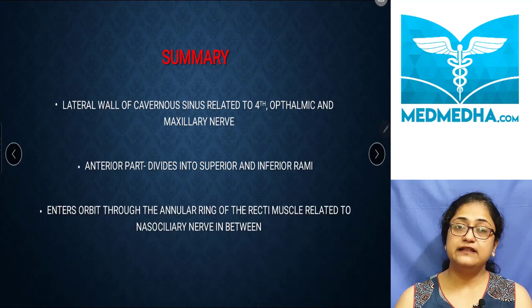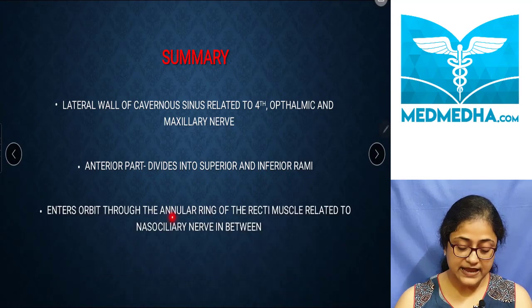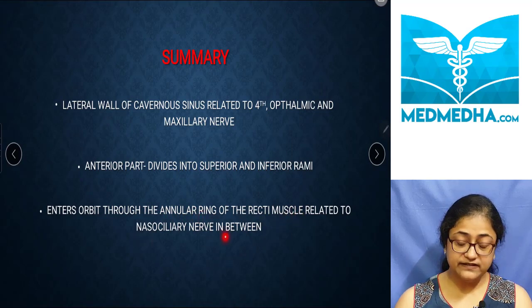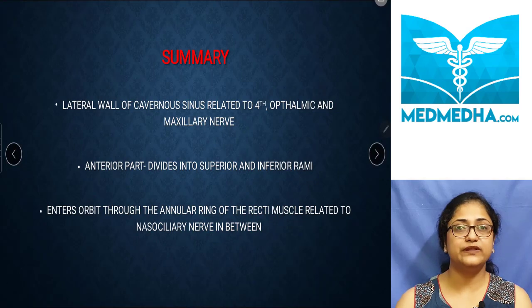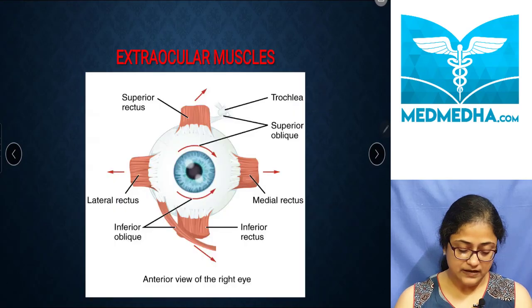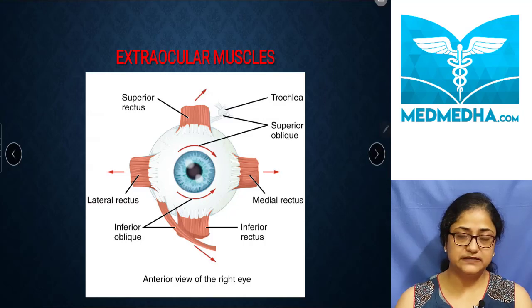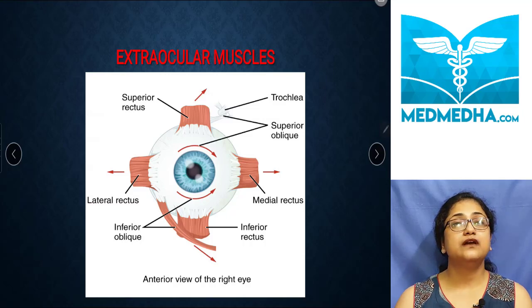And these rami now enter through the annular ring of the 4 recti muscles and are related with the nasociliary nerve in between and also with the abducens nerve. Finally, it will go to the eyeball to supply the extraocular muscles. So, this is about the course.